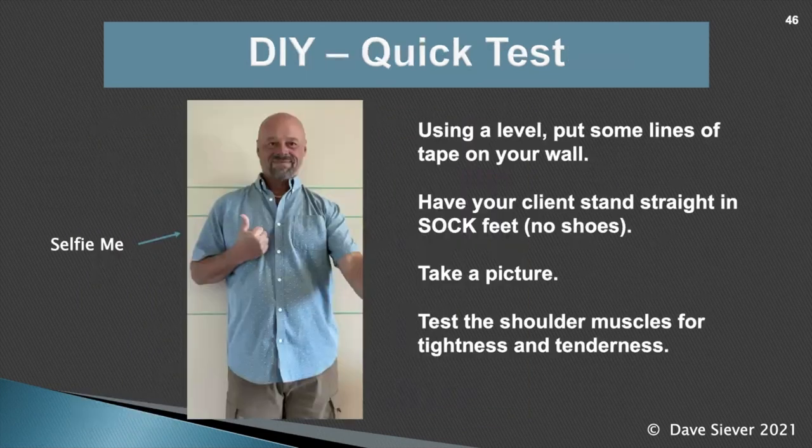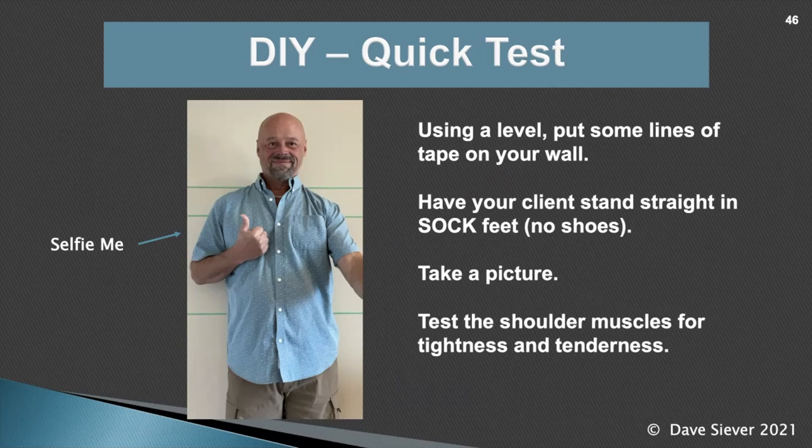I'm taking a selfie of myself. You can easily do a quick NUCA assessment on your own clients. Just get some tape. In this case, I'm using painter's tape because it's not too sticky on the back, but you could use whatever tape you want. Put it on your wall. Use a level when you put it on so that it's exactly horizontal.